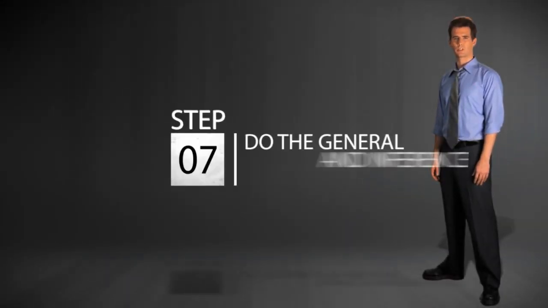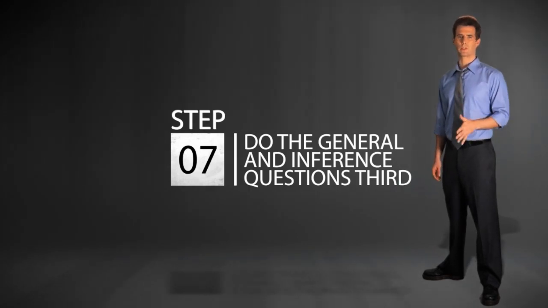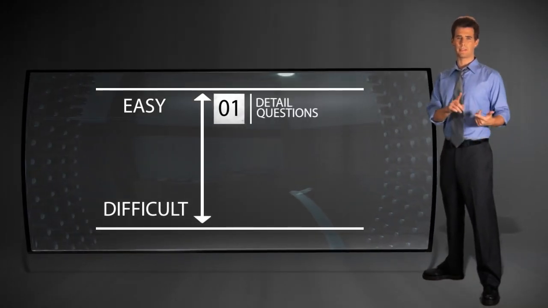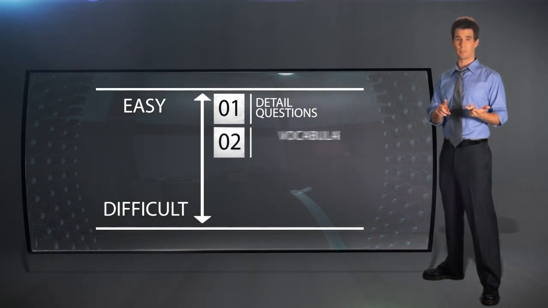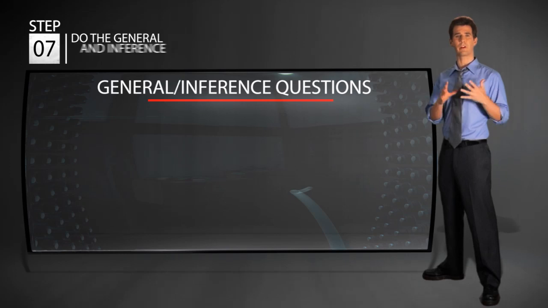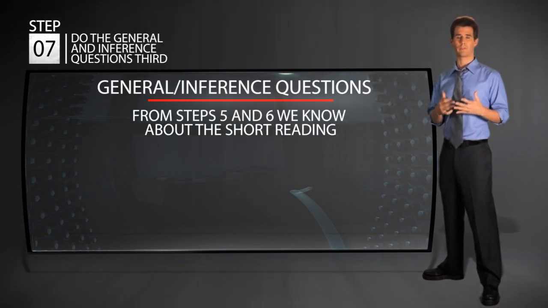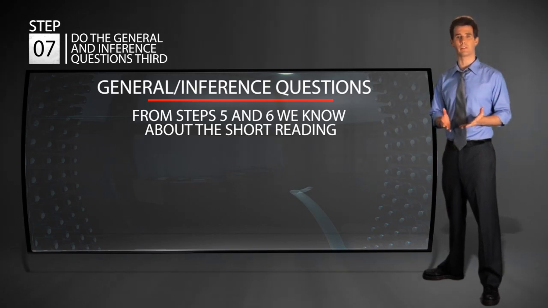General and inference questions. Next, we want to do the general and inference questions. We already did the detail questions and we did the vocabulary questions. And from that, we probably have a very good idea of what the topic is for the short reading passage. We have a good idea of the overall meaning of everything.